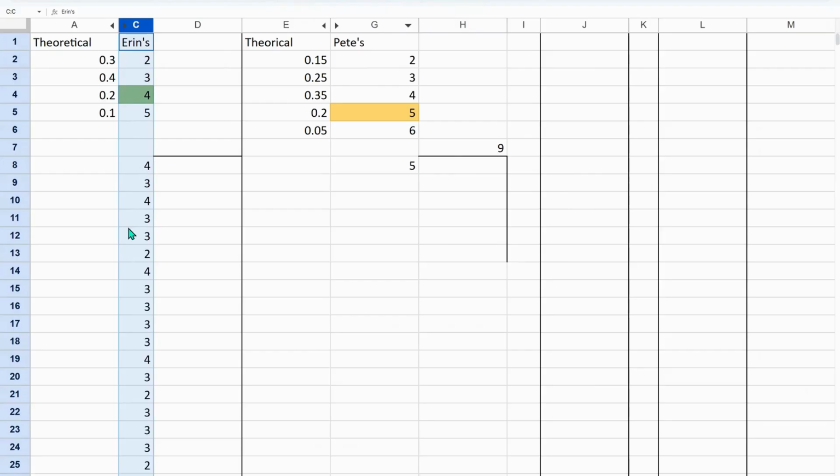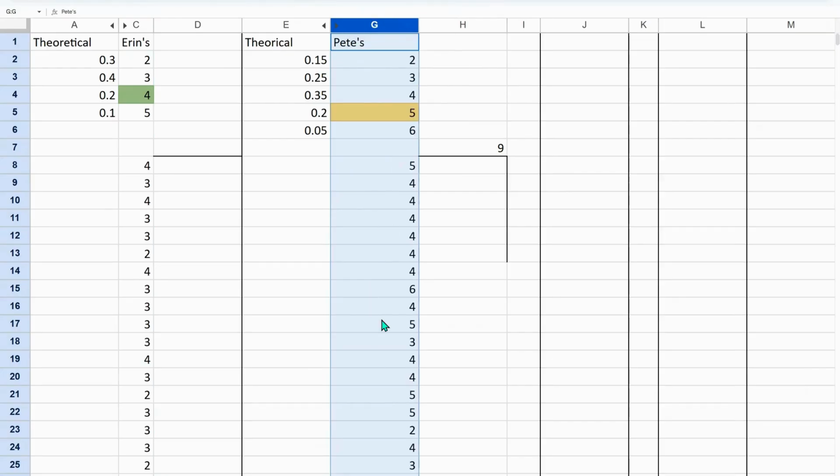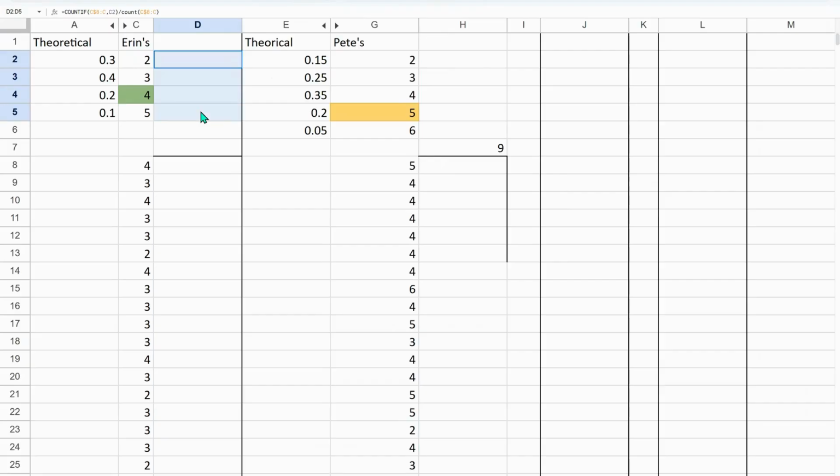Okay, so here are lots and lots of random draws from Erin, and below here are thousands of random draws from Pete. And I did a little thing where we can actually see, if I do 10,000 of these random draws, do I get numbers that are close to what we theoretically expected? And that ended up being true.